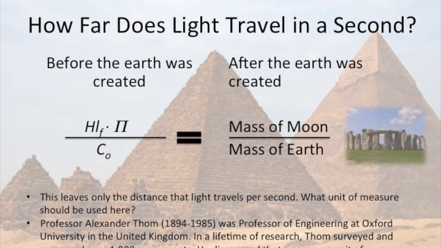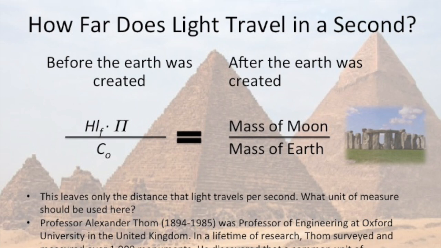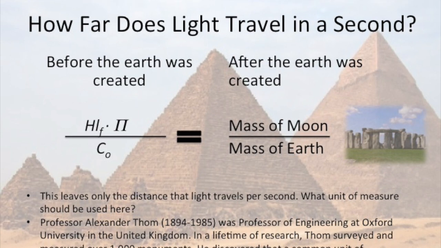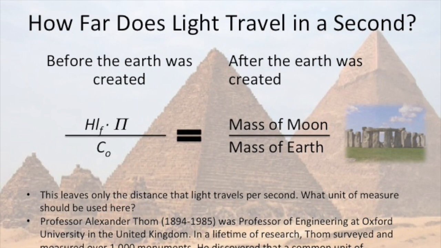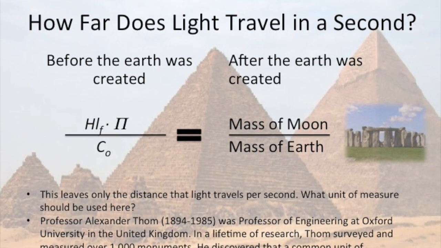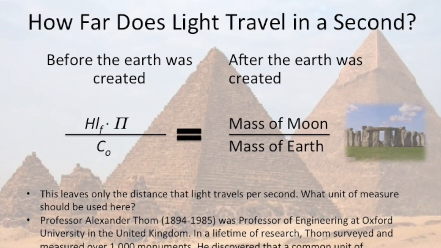In fact, the only unit of measure we have left that we need to deal with would be the distance with which light travels in a second. Does it travel miles or meters? What is the unit of measure we're going to use for light? It turns out that the unit of measure that makes this equation work is something called a Thom.